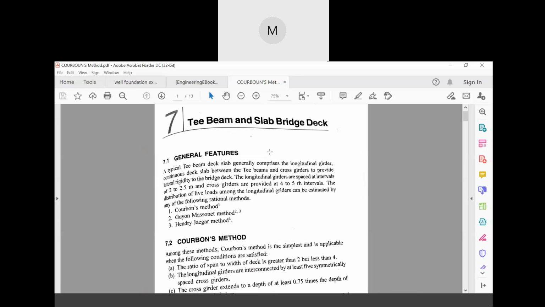A typical T-beam deck slab generally comprises the longitudinal girder and the continuous deck slab.